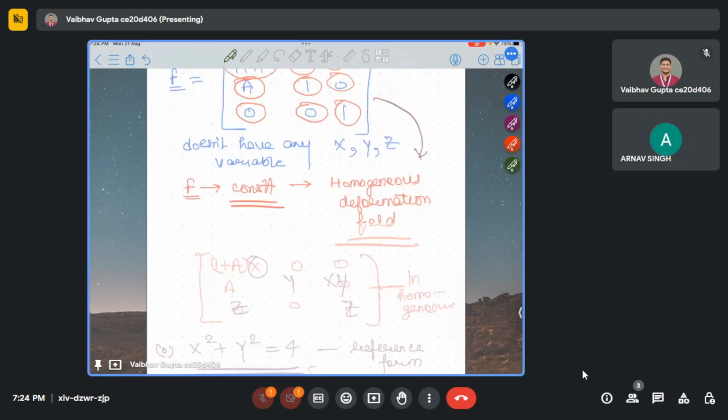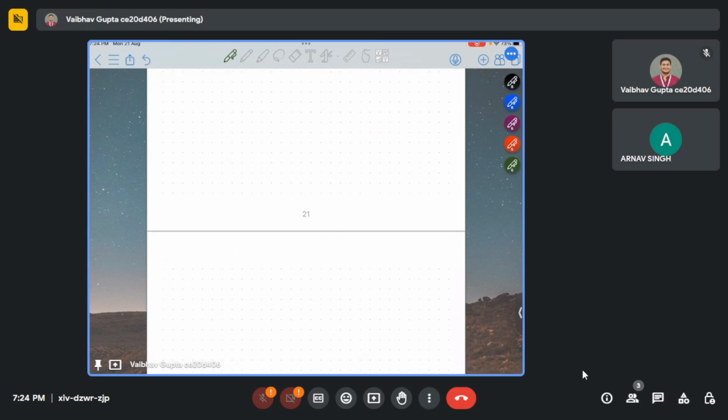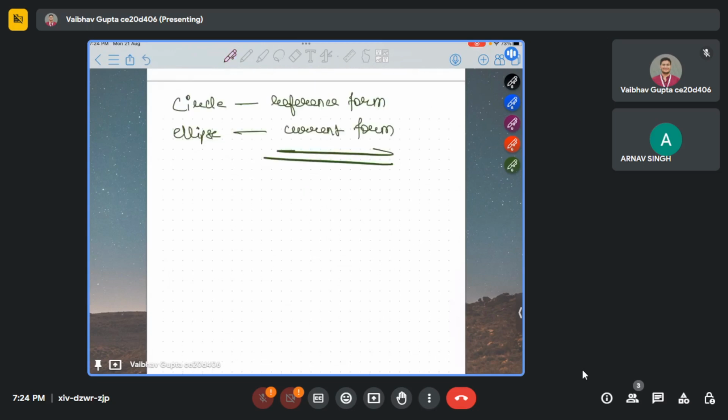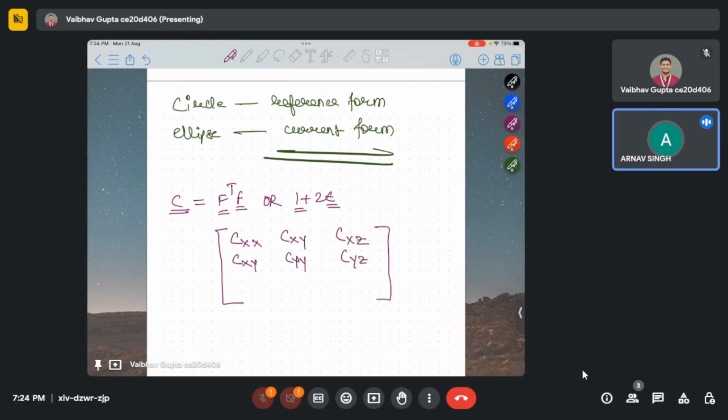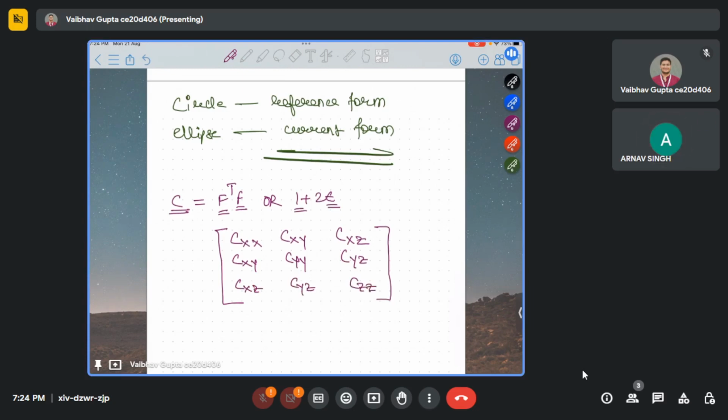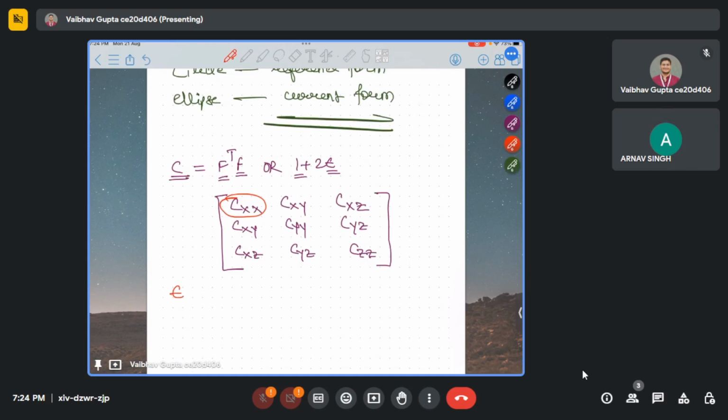I'll show you one thing. The C matrix is nothing but F transpose F. Or 1 plus 2 epsilon. So we will get some matrix. This is nothing but CXX, CXY, CXZ, CXY, CYY, CYZ, CXZ, CYZ, CZZ. So just calculate the matrix and whatever coefficient is asked, you write that. Similarly for epsilon also.